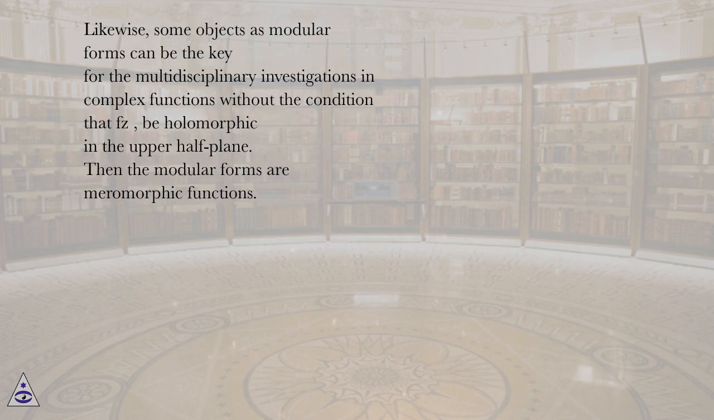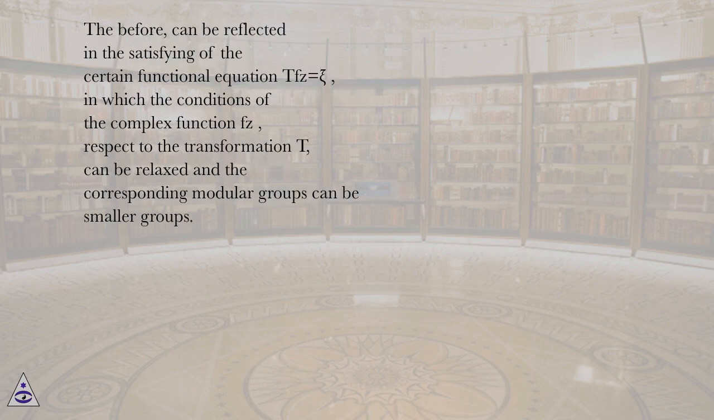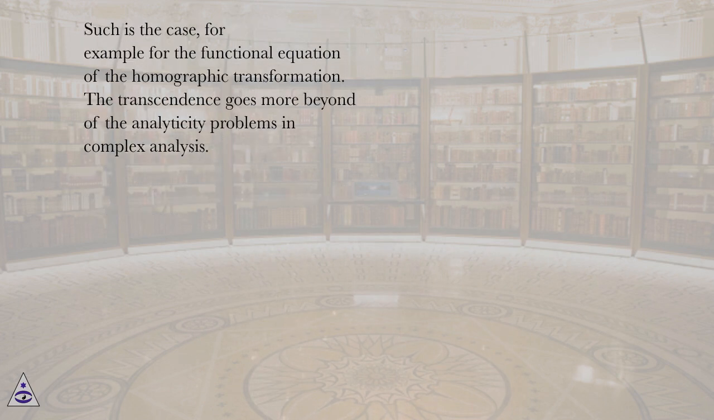Likewise, some objects such as modular forms can be the key for multidisciplinary investigations in complex functions without the condition that Fc be holomorphic in the upper half plane. Then the modular forms are meromorphic functions. This can be reflected in the satisfying of a certain functional equation Tfc equals xi, in which the conditions of the complex function Fc, with respect to the transformation T, can be relaxed and the corresponding modular groups can be smaller groups. Such is the case, for example, for the functional equation of the homographic transformation.